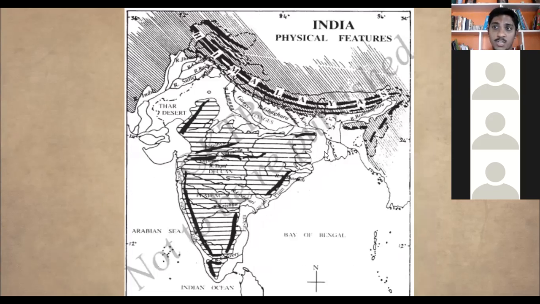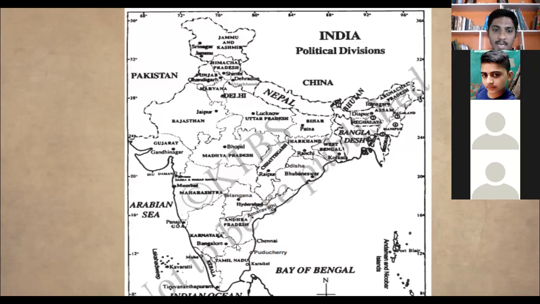This is the physical feature. Now that we saw the previous slide, that is a political division as well. By political division I mean there are 29 states, as I told: Kerala, Tamil Nadu, Karnataka, Andhra Pradesh, Telangana, Maharashtra. These are the political divisions. When you say political division, it means the states, the number of states in India, and the borders are also considered a political division.